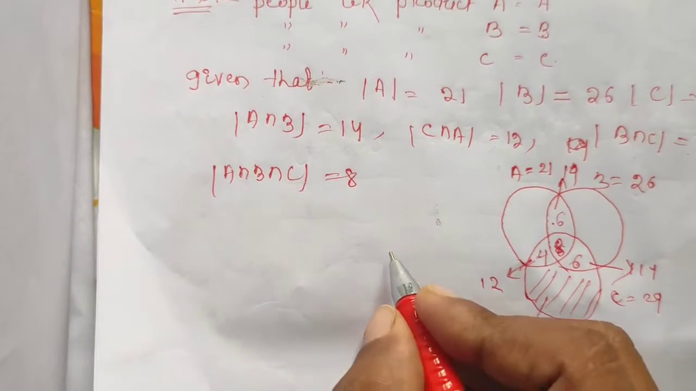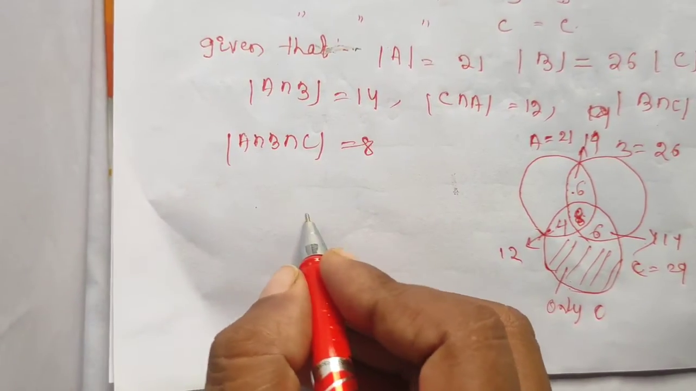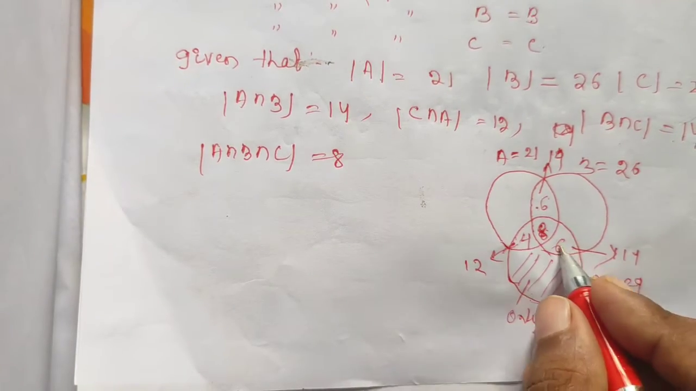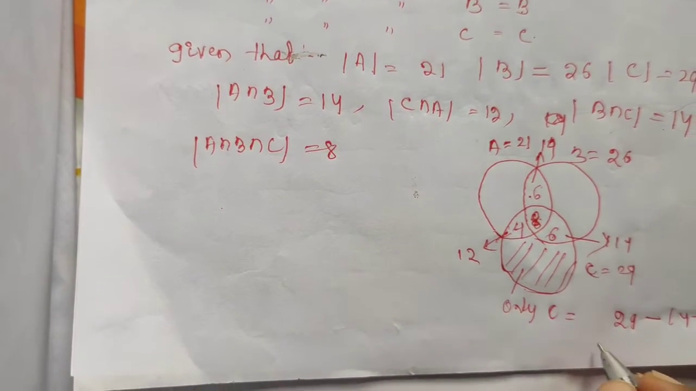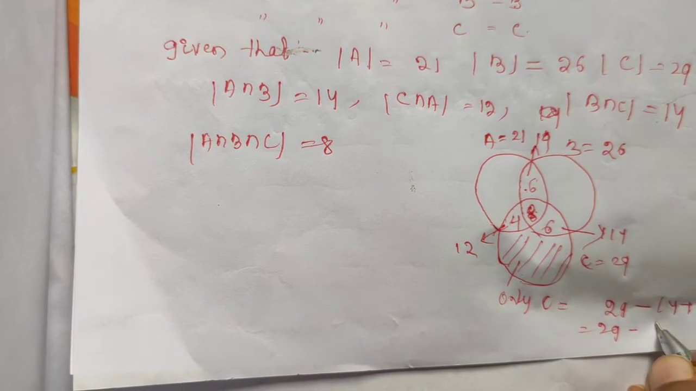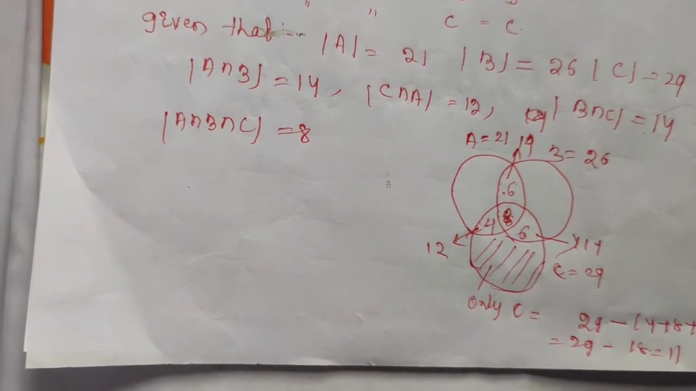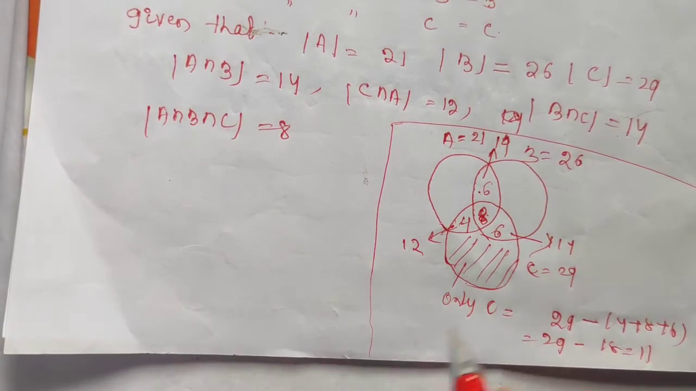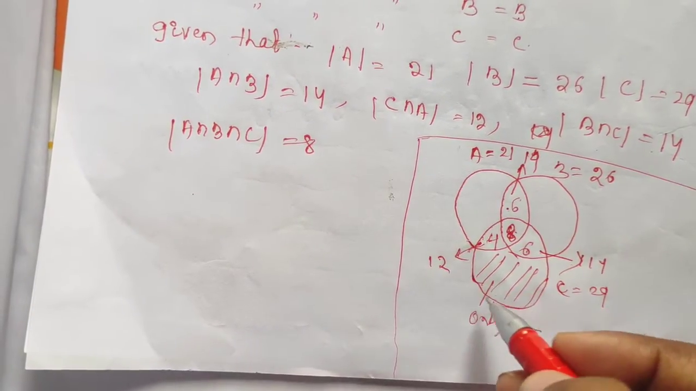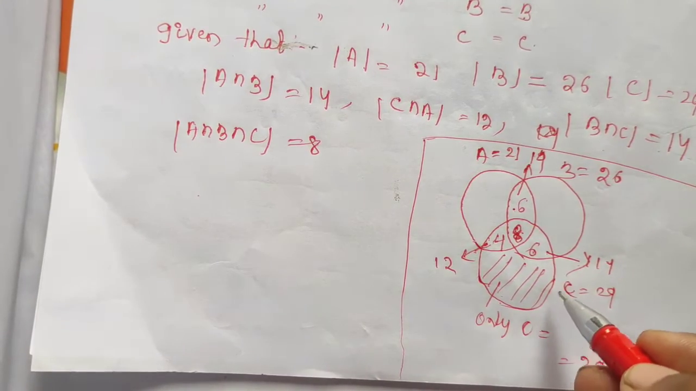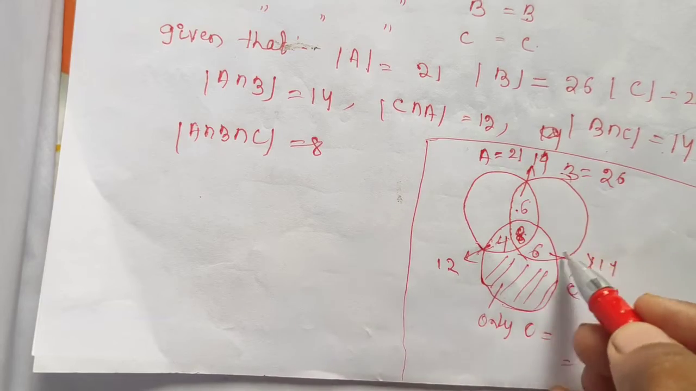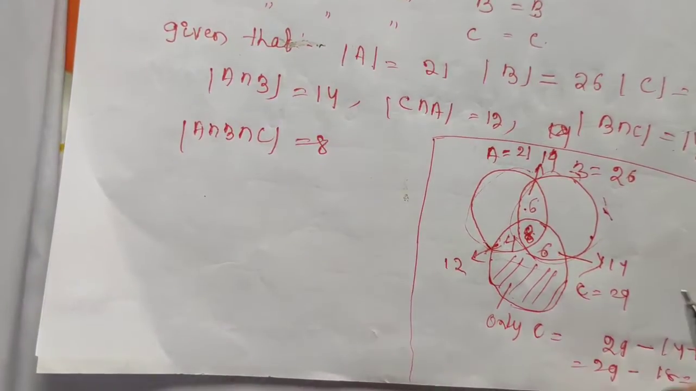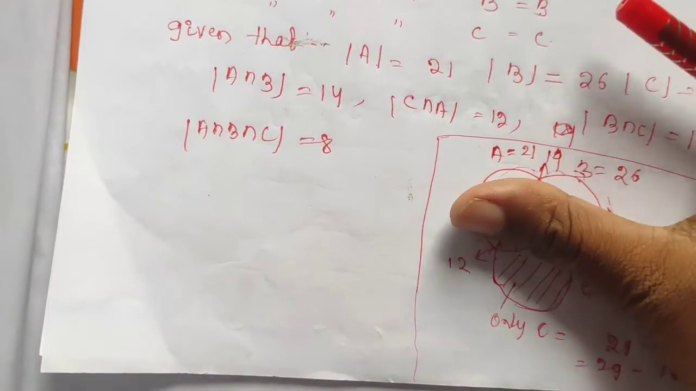Therefore, only C is equal to total C, 29, minus 4 plus 8 plus 6, which is 29 minus 18, is equal to 11. Otherwise, move it to this side: total A union B union C minus A union B is equal to only C. Total A union B union C minus A union B is equal to only C.